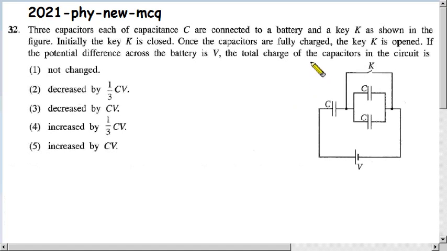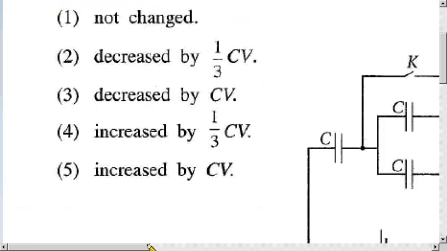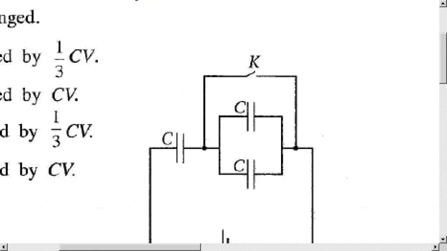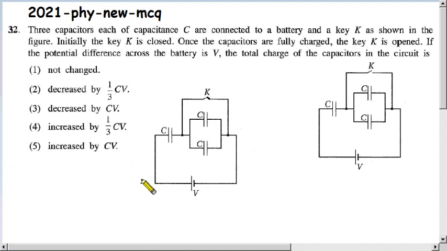So children, let us try to solve this problem. First of all, I have to take a copy to discuss, because they say at the beginning this switch is closed. So let us close it like this. Now the switch is closed. So at the beginning, that is the condition.